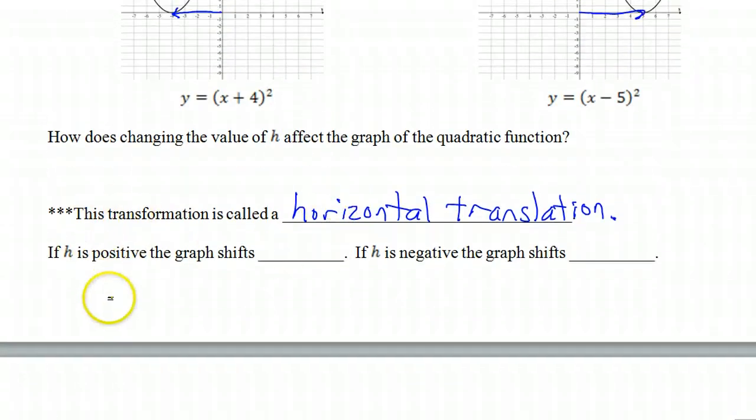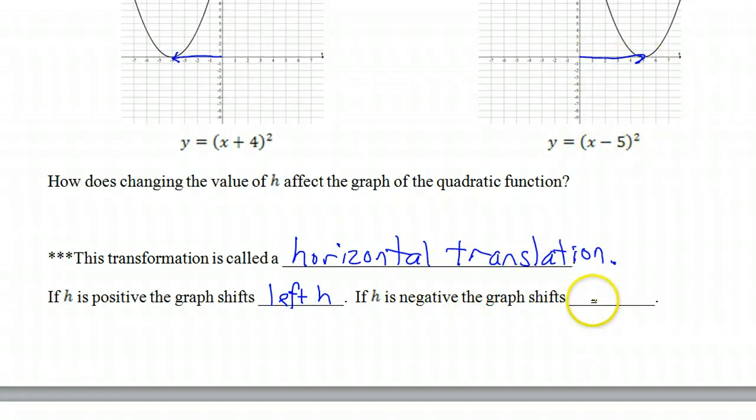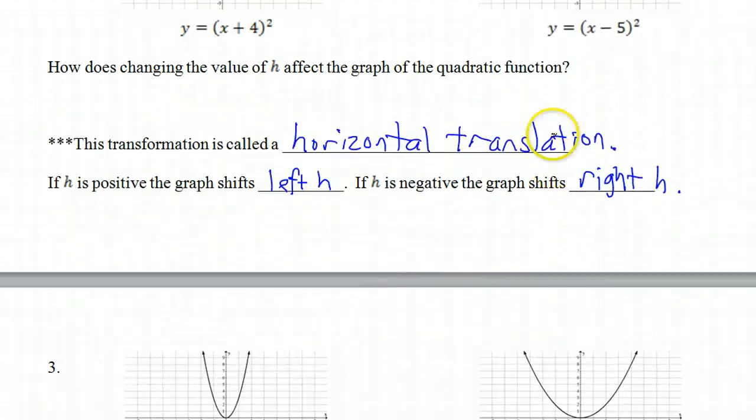This type of transformation is called a horizontal translation, because we're moving left and right. Translation is a mathematical word for sliding across the graph. Now, if h is positive, like this positive 4, the graph shifts left h. If h is negative, the graph shifts right h. So go ahead and memorize that.